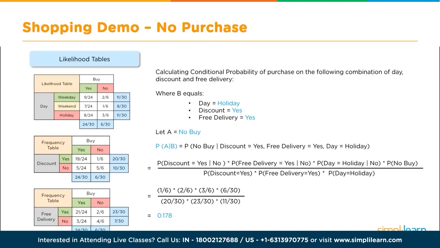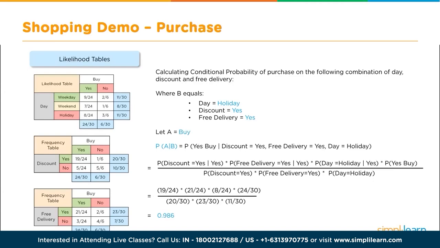So we get 20 out of 30 had a discount, 23 out of 30 had a yes for free delivery, and 11 out of 30 were on a holiday. We plug all those numbers in, we get 0.178. So in our probability math, we have a 0.178 if it's a no buy for a holiday, a discount, and a free delivery. Let's turn that around and see what that looks like if we have a purchase.